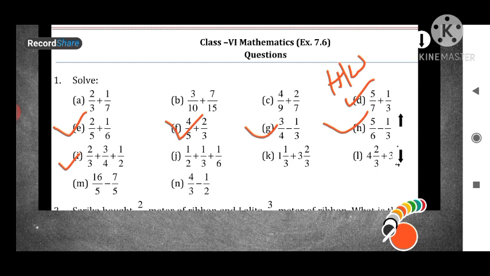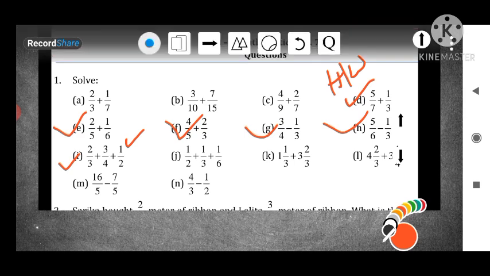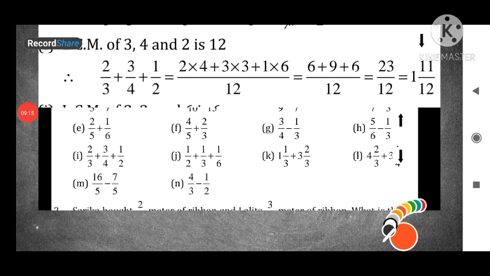Okay, now I is given. Here there are 3 fractions. Okay, so 3 fractions also same, but I will just show you one how to do. 2 upon 3 plus 3 upon 4 plus 1 upon 2 is given. So the solution will be, now you have to take the LCM of this denominator only. Okay, not the numerator. What are the denominators? 3, 4 and 2. What is the LCM of 3, 4 and 2?